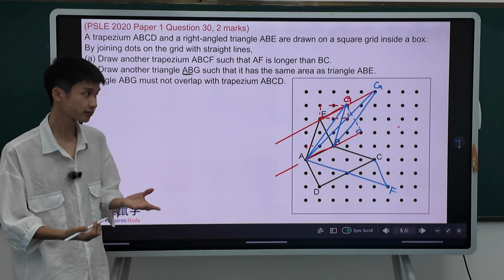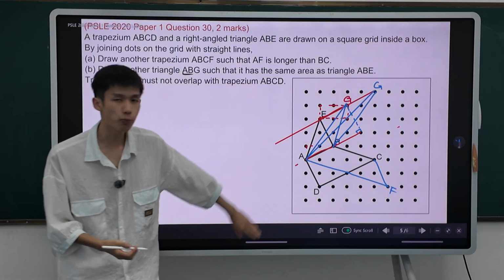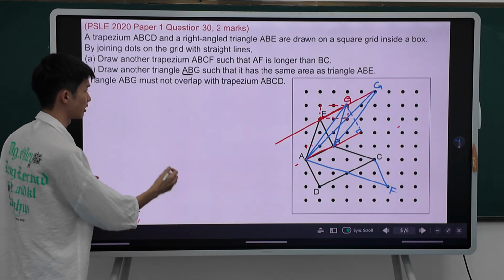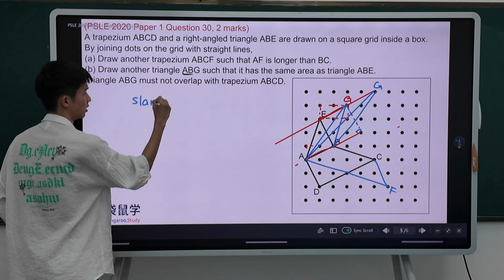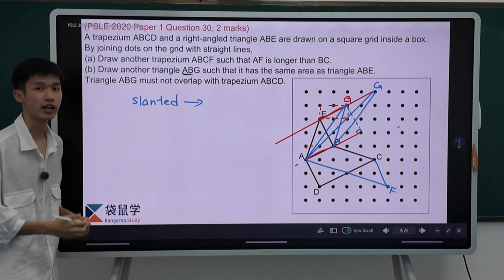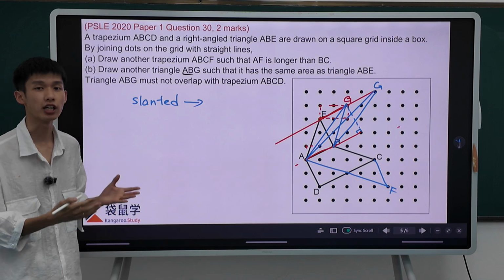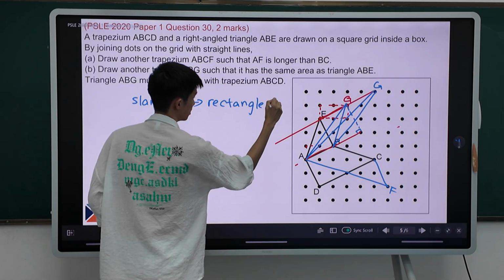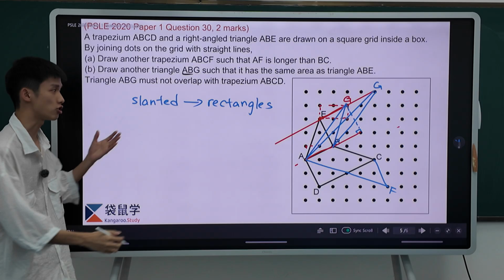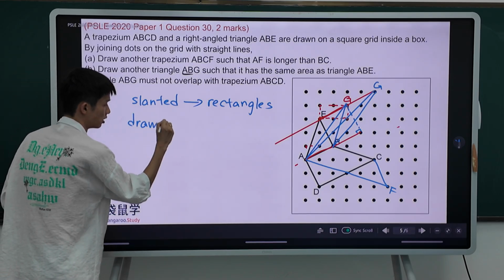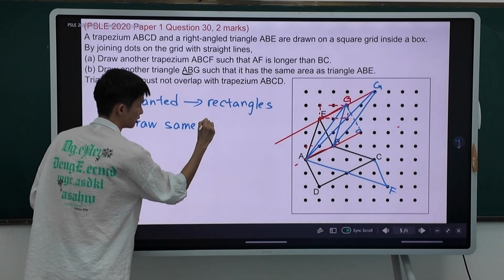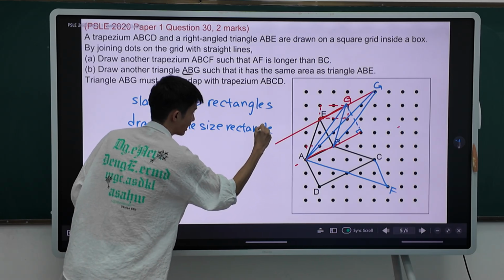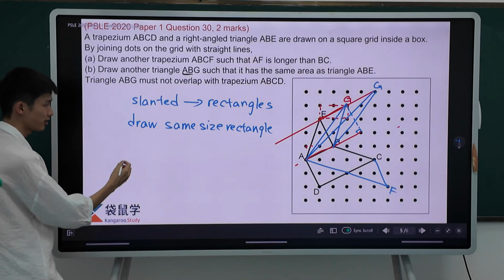So let's do a summary. First of all, to draw lines parallel to the slanted line, how to draw it? We transform the slanted line into what kind of shapes? Yes, we transform the slanted line into rectangles, draw same size rectangles, and connect their diagonals.